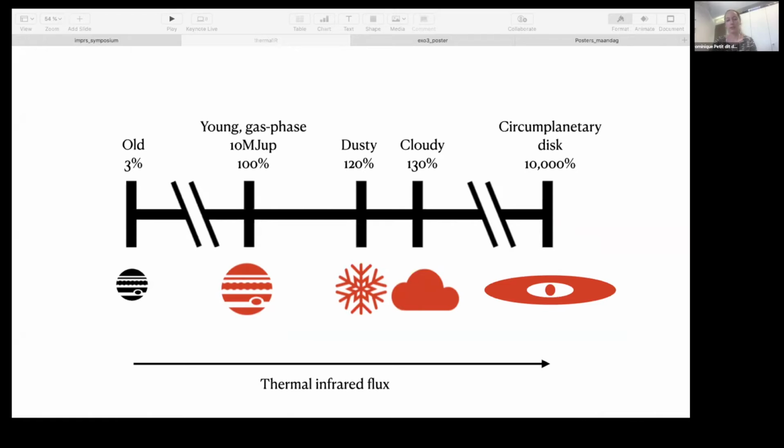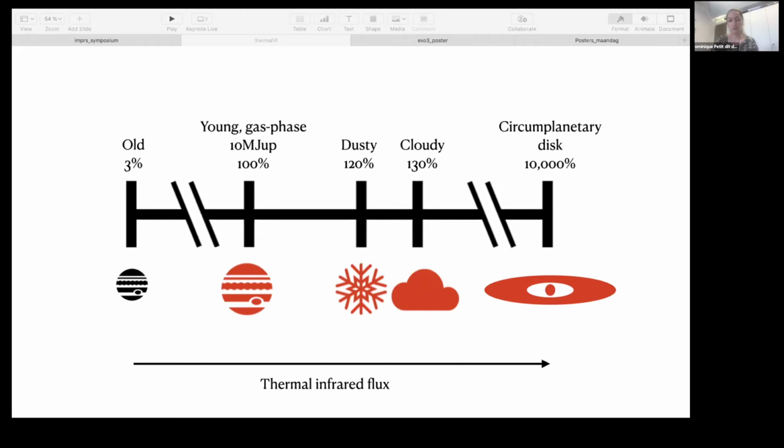But if we have this young planet and we add dust or clouds to the atmosphere, then we see an increase of 20 to 30% in the flux of the planet. This means if we have a 5 or 10 sigma detection, we can actually distinguish between these different atmospheric models. And then finally, if the planet is still very young, it has a circumplanetary disk around it, and accretion might be going on. And these processes are also expected to be very bright in the mid-infrared. So then we get up to 100 times more flux.